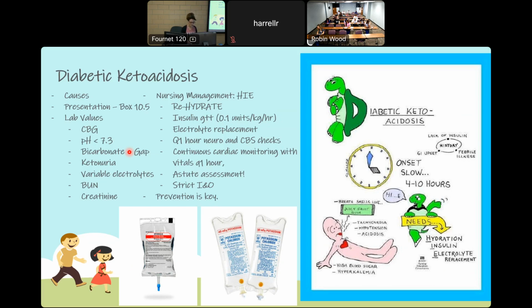And then, of course, prevention is key. Education is huge. This is where sick day rules come in really big, because a lot of times parents will think, oh, my kid's vomiting, they don't need insulin. Super not true. You need to be checking sugar more closely for sure, but they might actually need more insulin because of that stress response.